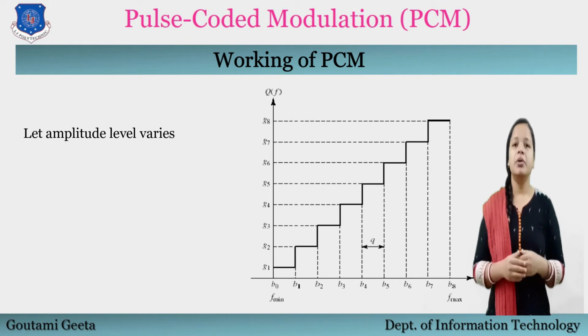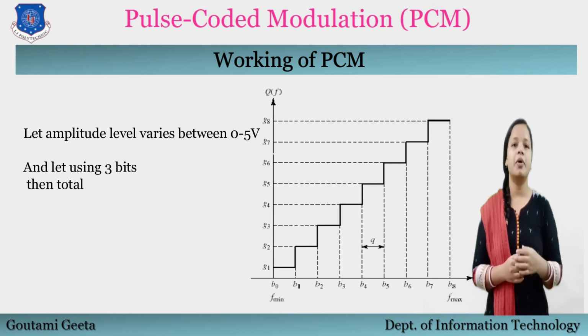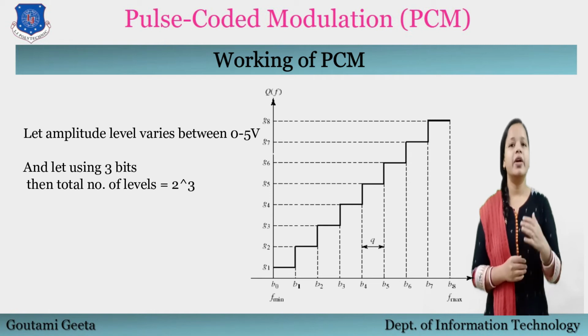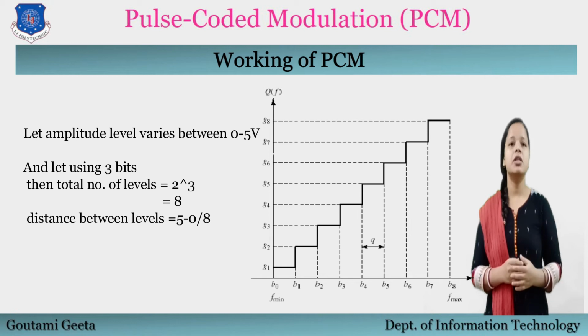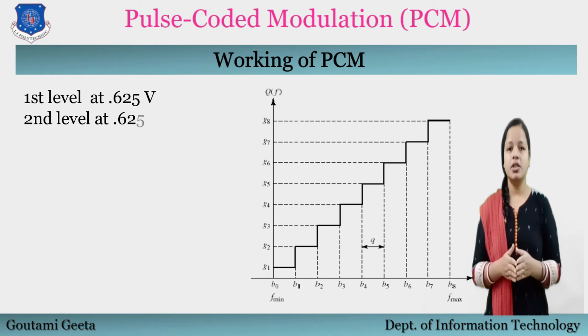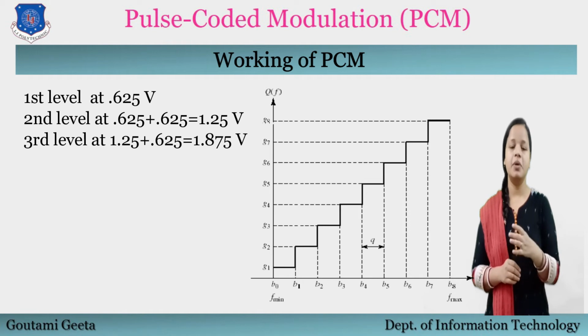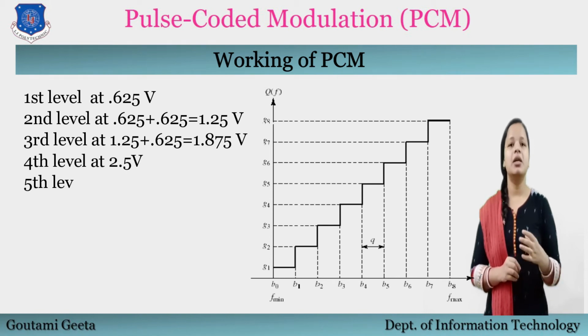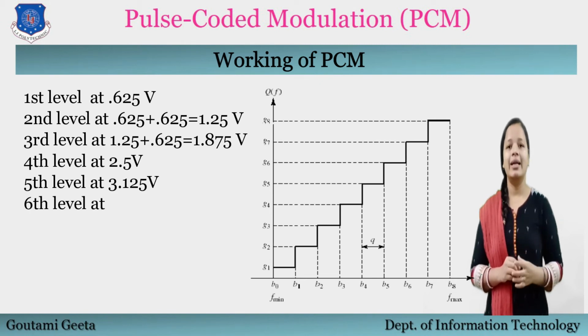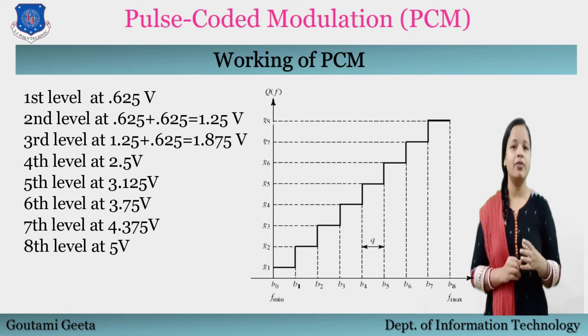Let the amplitude level vary between 0 to 5 volts, and let me represent it by 3 bits. Then the total number of levels required is 2 to the power 3, that is equal to 8. So the distance between various levels will be (5 minus 0) divided by 8, which is 5 by 8, and this is equal to 0.625 volts. So the first level will be at 0.625 volt, then the second level will be at 0.625 plus 0.625, that is equal to 1.25 volt. The third level will be at 1.25 plus 0.625, which equals 1.875 volt. The fourth level will be at 2.5 volt. Similarly, the fifth level at 3.125, the sixth level at 3.75 volt, the seventh at 4.375, and lastly the eighth at 5 volt.